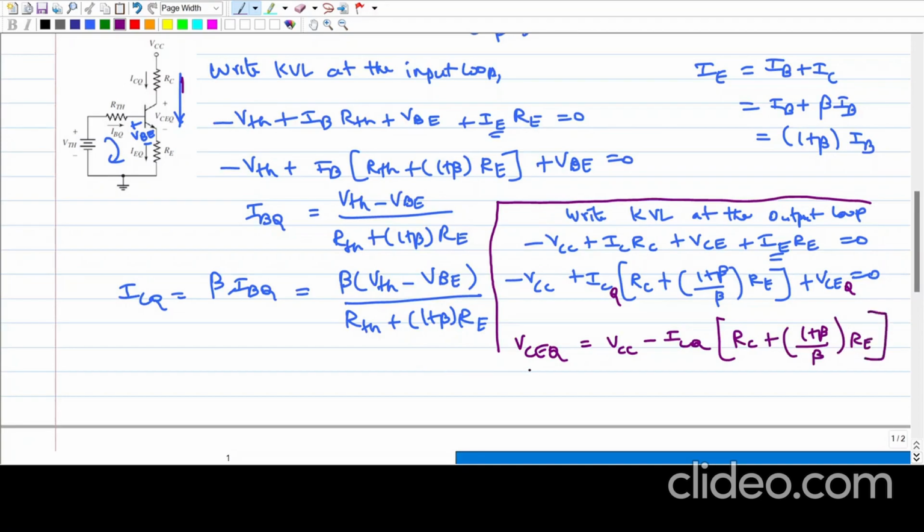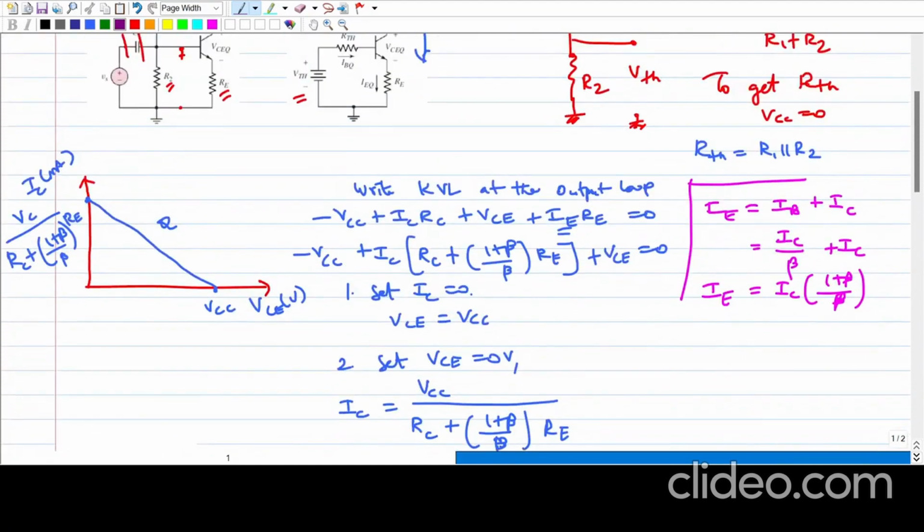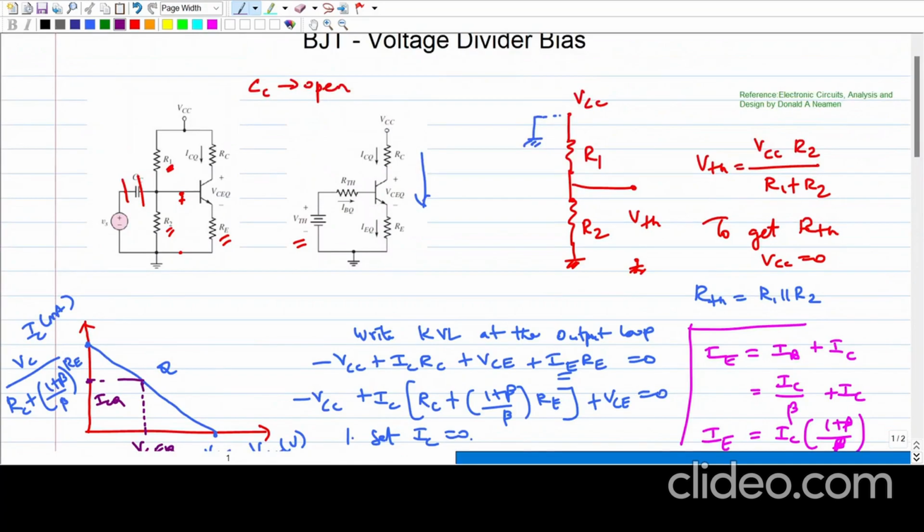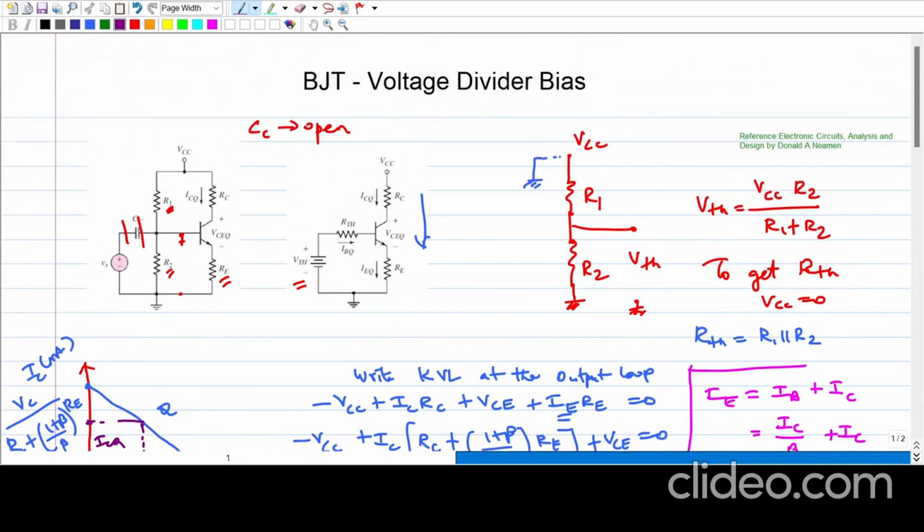Now we got the Q point, VCEQ and ICQ. We can plot these points here. So it can be anywhere on the load line. So this is VCEQ and this point is ICQ. So now we have derived the steps for getting the Q point.